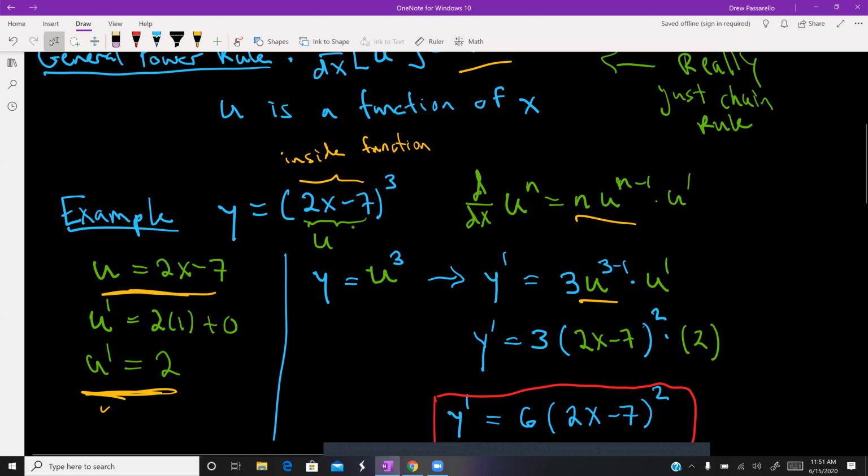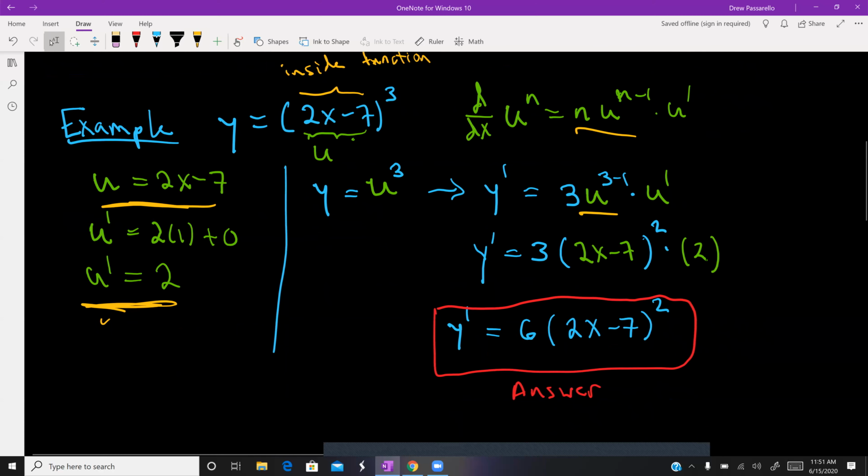And then I just do 3 times 2 to get 6, and it'll be 6 times (2x minus 7) squared. And you would keep that as your answer. You don't need to expand this out.